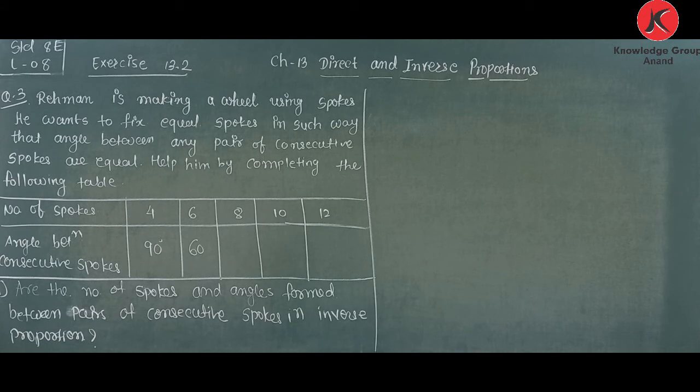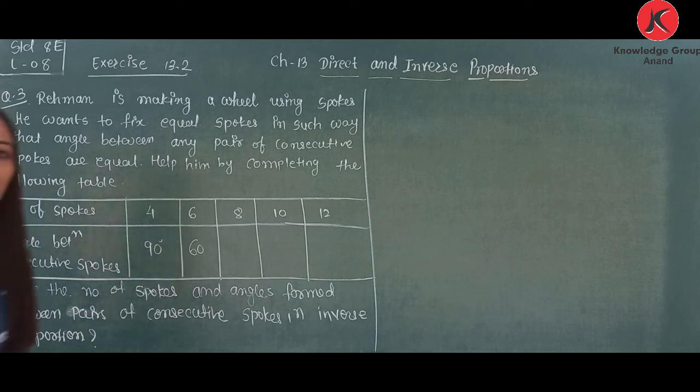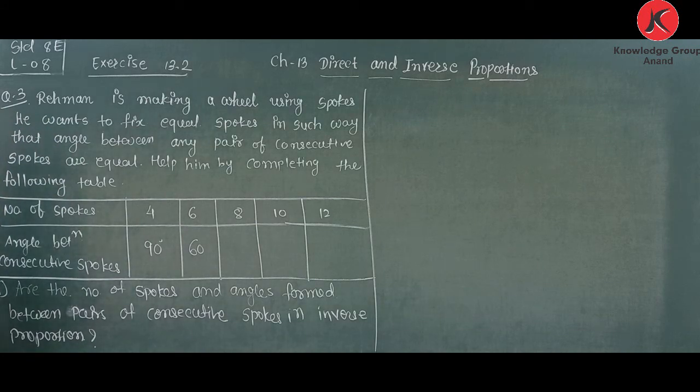Good morning, friends. Previously we completed question number 1 and 2 of exercise 14.2. Today we will continue with question number 3. Here, question number 3 is: Rahman is making a wheel using spokes. He wants to fix equal spokes in such a way that the angle between any pair of consecutive spokes is equal. Help him to complete the following table.